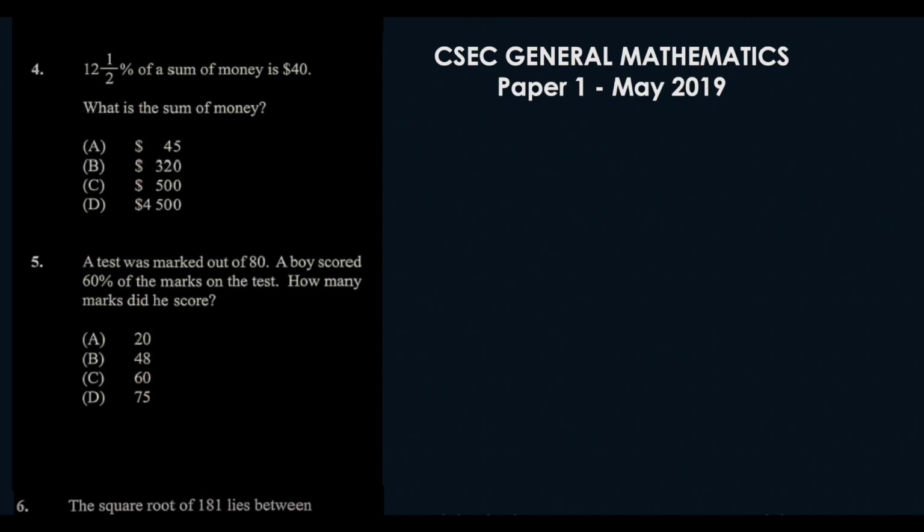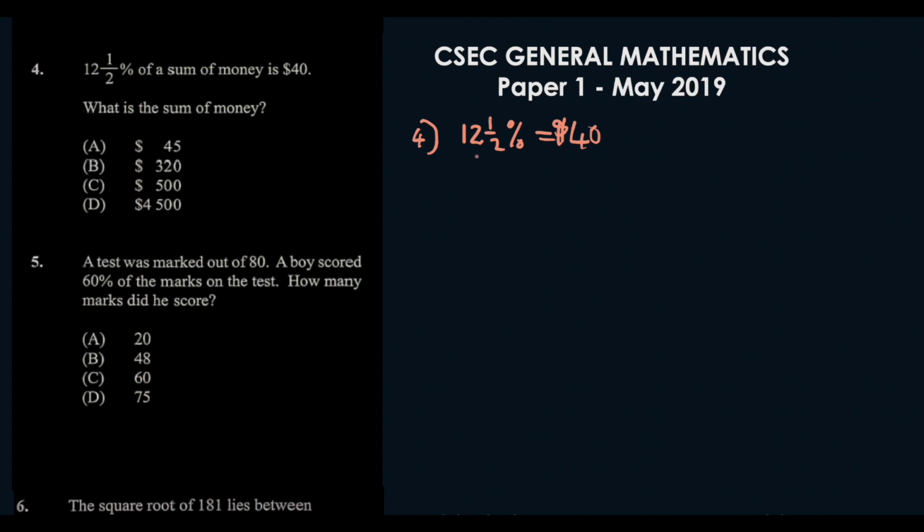All right, so the next question here. Number 4. If you look at this, it says 12.5% of a sum of money is $40. So I'm saying that 12.5% is the same as $40. So how can I go about working this out? I can find 12.5% of each of these digits and see which one gives me 40. I could take an intuitive approach and try to do a little trick with it.